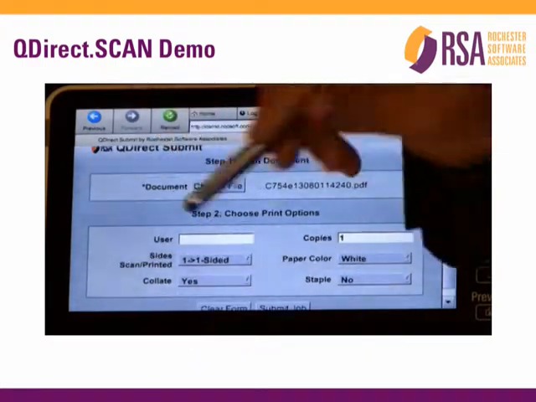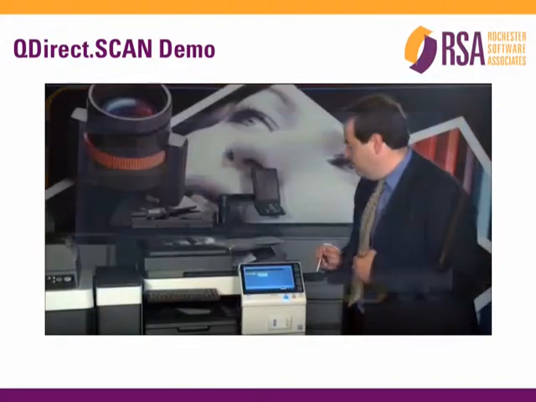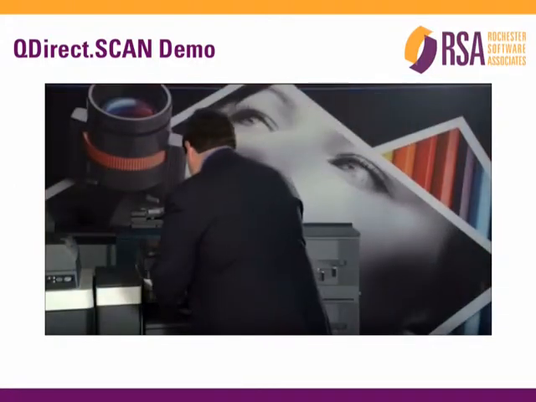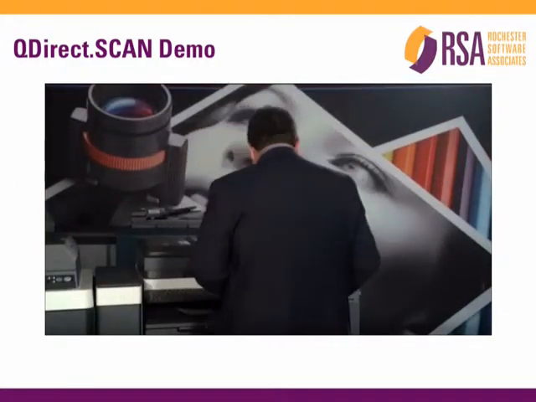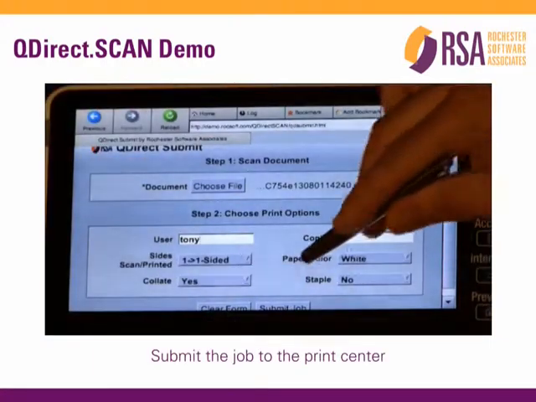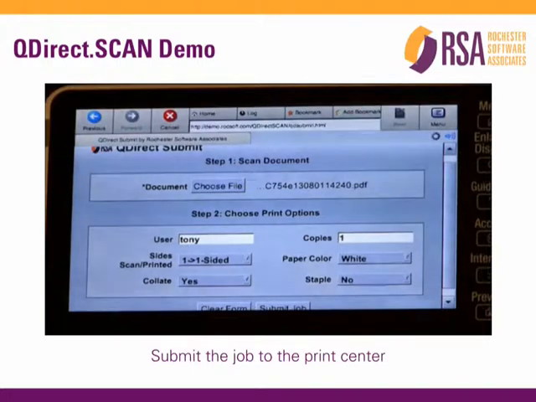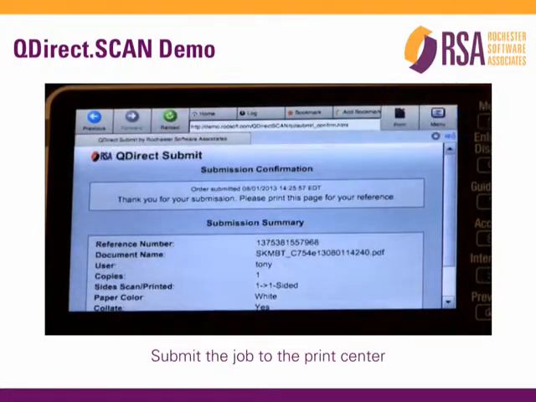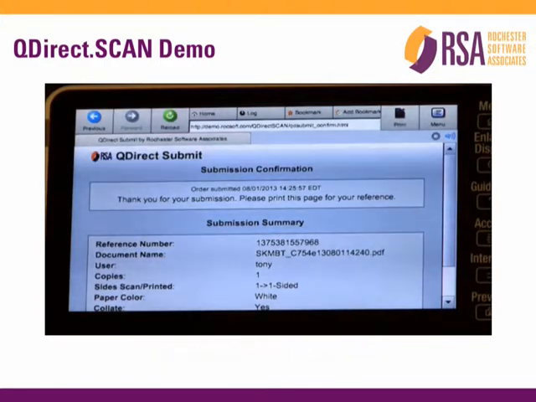I'll simply just enter my user information into the system. And now that I'm happy with my settings, I will simply just submit the document. At this point, the document has been successfully submitted to the centralized print center, from which they will then have their document produced and sent back to them.